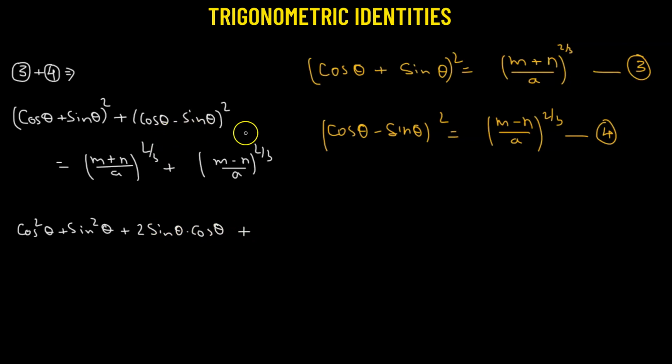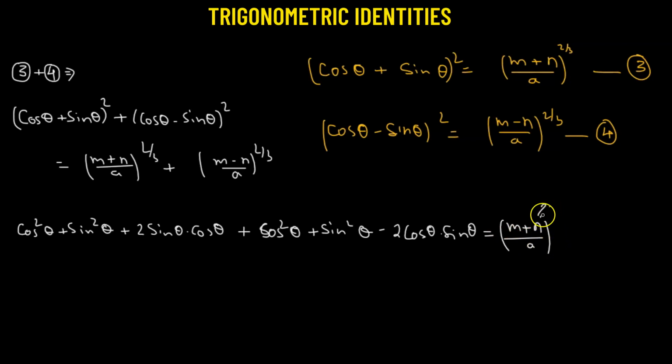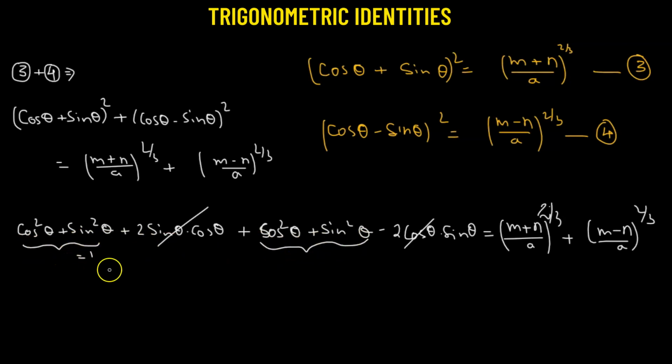Plus, we are going to expand (cosine theta minus sine theta) whole squared to get cosine squared theta plus sine squared theta minus 2 times cosine theta times sine theta, which will be equal to the expression on the right hand side, which is (m plus n over a) whole raised to the power of 2/3 plus (m minus n divided by a) whole raised to the power of 2/3. Now here we have 2 times sine theta cosine theta and negative 2 times cosine theta sine theta cancelling out, and cosine squared theta plus sine squared theta is a standard identity with a value of 1. So 1 plus 1 is going to give us 2.